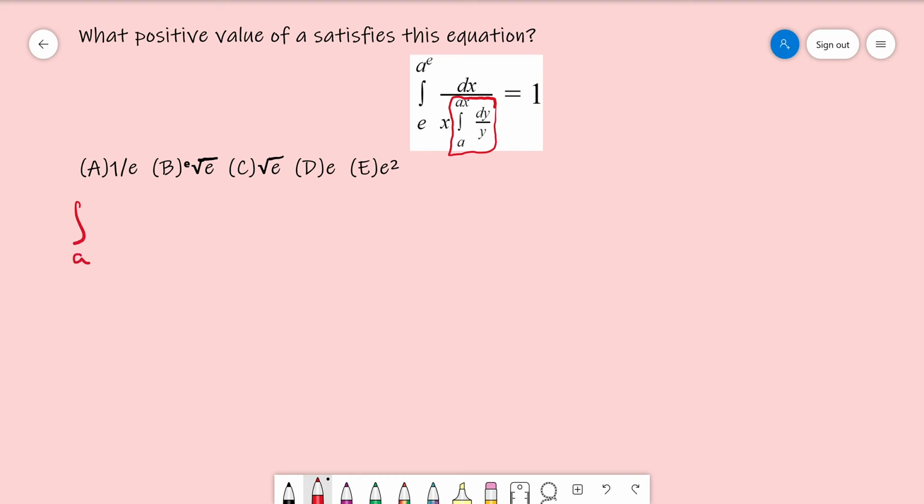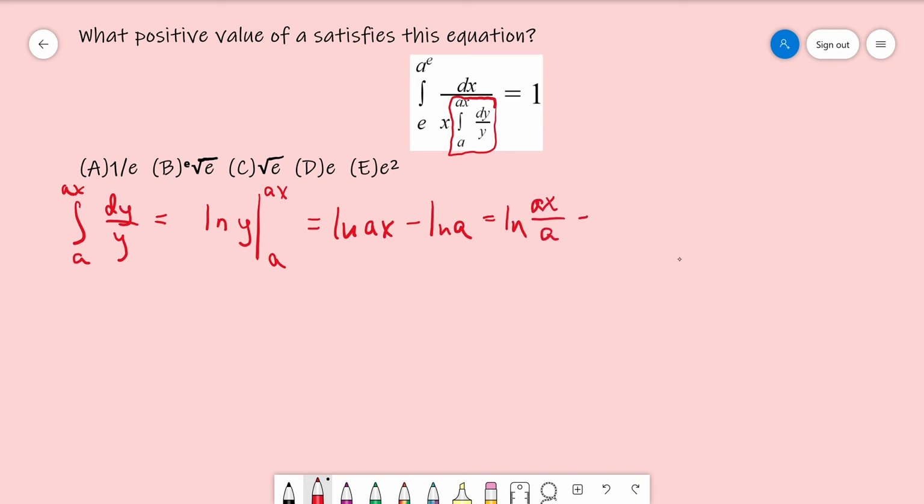So the integral from a to ax of dy over y. Well, we know that the antiderivative of 1 over y is log y. So that's going to be log of y from a to ax. What's that going to be? That's log of ax minus log of a. Remember that when you subtract logs, that's the same thing as taking the log of the quotient. So that's log of ax over a, and the a's cancel out, giving us log of x.